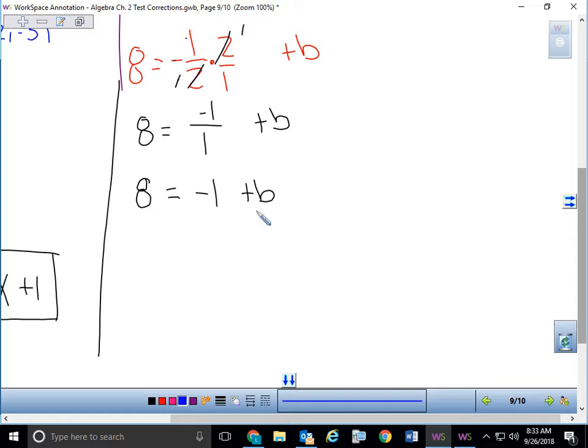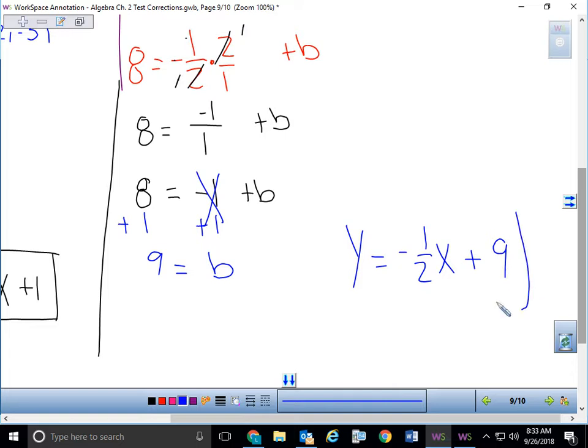Now to get b by itself, I have to move minus 1. To do that, I'm undoing this minus sign with an addition sign, so I add 1 to both sides. This gives me b equals 8 plus 1 is 9. Final answer, y equals, our slope was negative 1/2 x plus 9.